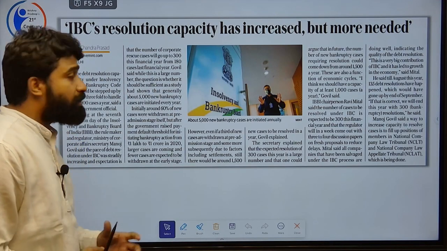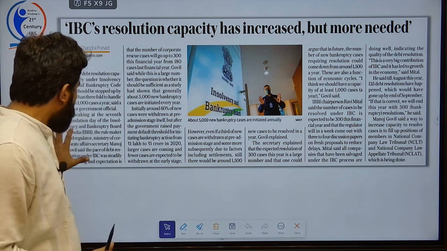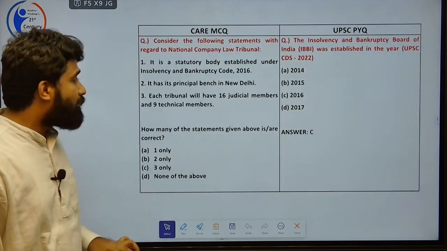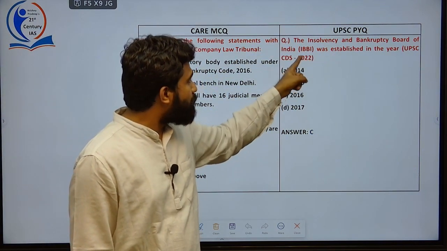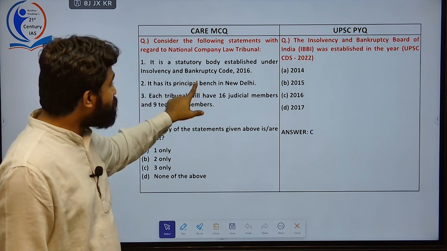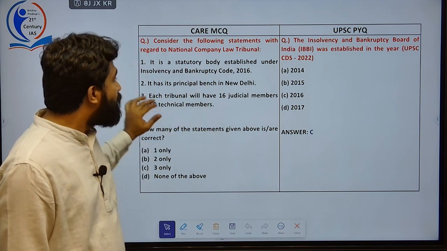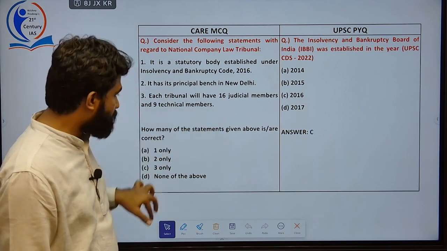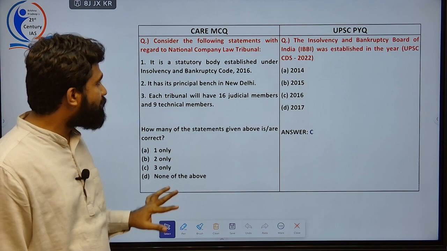Next one is IBC's resolution capacity has increased, but more is needed. In this article you have to learn 2 concepts, that is the Insolvency and Bankruptcy Board of India and the National Company Law Tribunal. Okay, 2 questions were asked because the UPSC PYQ was about the Insolvency and Bankruptcy Board of India last year only. So, therefore, we have set a question on the company law tribunal. It is a quasi judicial body established under the Companies Act 2013, not the Insolvency and Bankruptcy Code. It has a principal bench in New Delhi, and each tribunal will have 16 judicial members and 9 technical members, sorry.